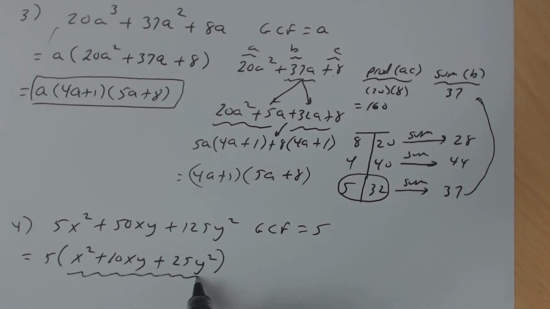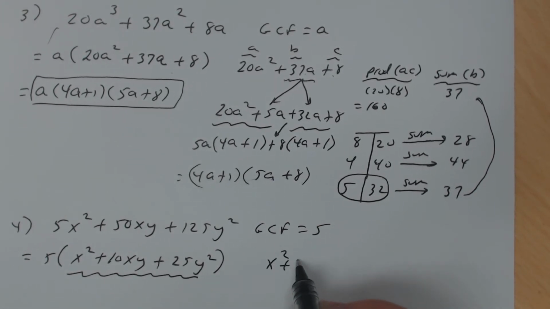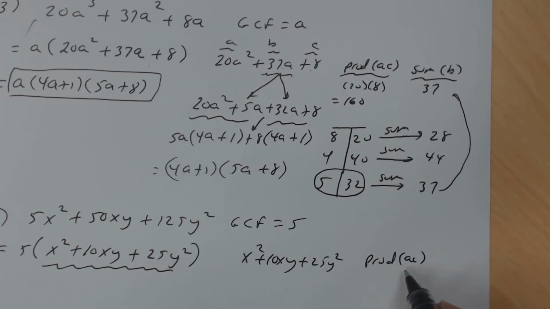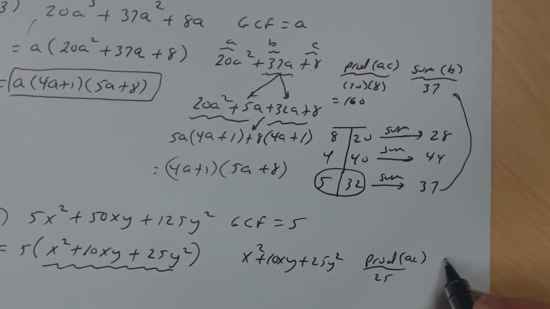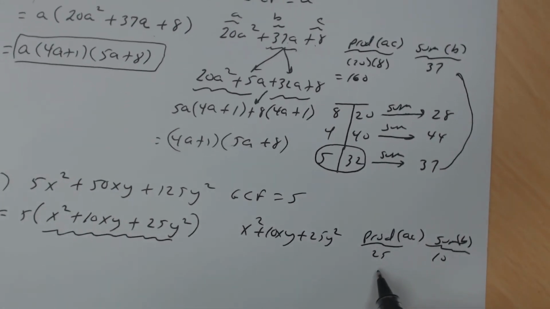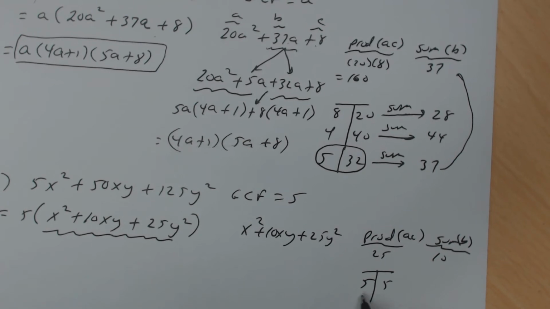So I'm going to use factoring by grouping on this. So I'm going to rewrite it here: x squared plus 10xy plus 25y squared. And so I need the product to be AC. Remember, a here is 1, c is 25, so I get 25. I need the sum to be b. In this case, the sum needs to be 10. And it's very obvious which one's going to work if you think about it. 5 times 5 is 25, and the sum, 5 plus 5, is 10.